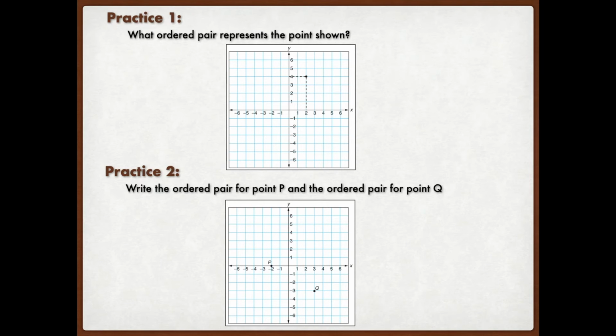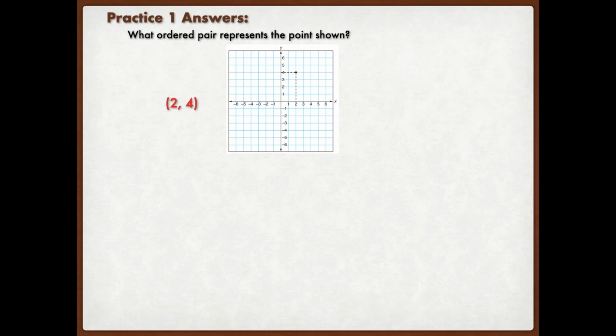Okay, let's see what you did so far for practice 1. Before we look at the answers, we know that the first number in the coordinate pair is going to be on the x. So we can see that's a positive 2, and we move up, and on the y-axis, that's a 4. Okay, let's see if we got that right. Okay, that's correct, 2 and 4. So 2 is on the x, 4 is on the y. Let's go back and look at practice number 2.